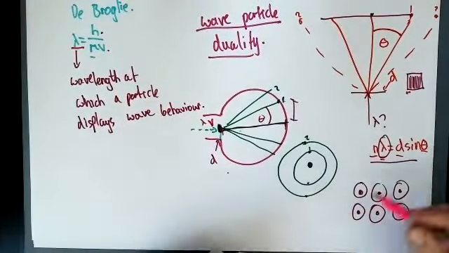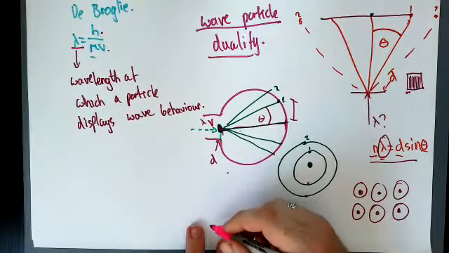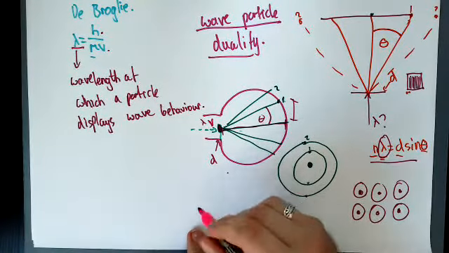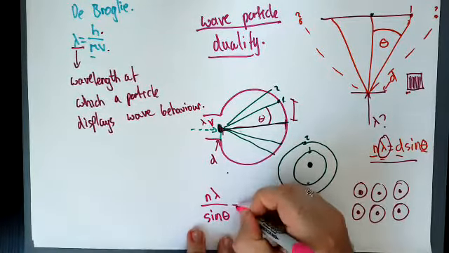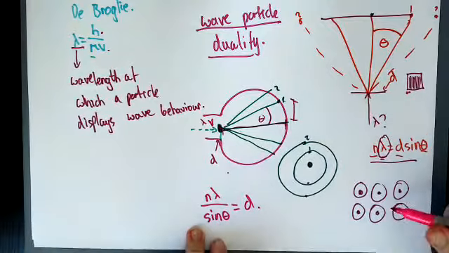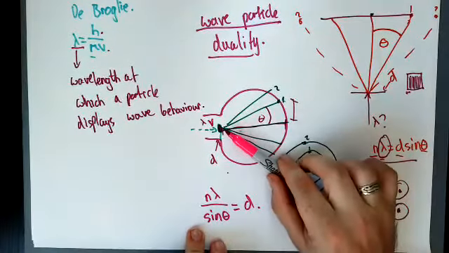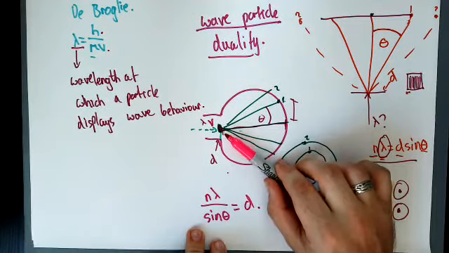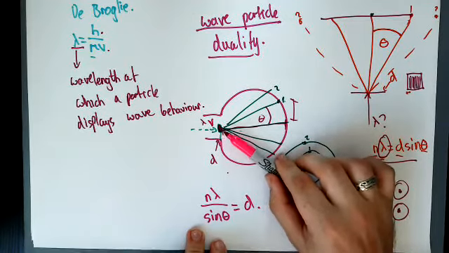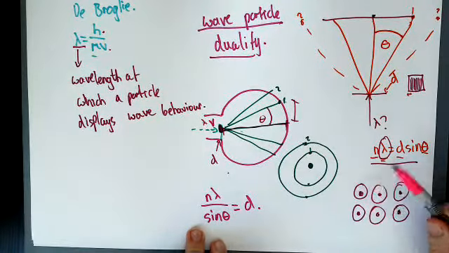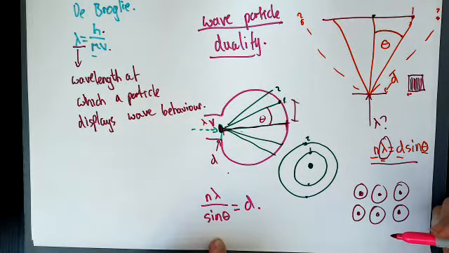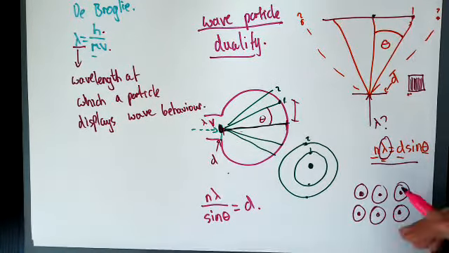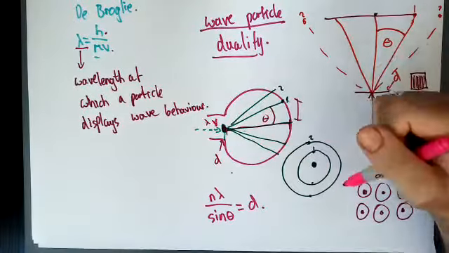At that point, it's as simple as rearranging this equation for d. So we have n lambda over sine theta equals d. And that allows us to work out what the separation of these nuclei is, or the approximate size of them, as we have right here, which is pretty cool when you think about it, because that allows us to know more about what's going on with atomic structure. And this is one of the ways that we can do that.